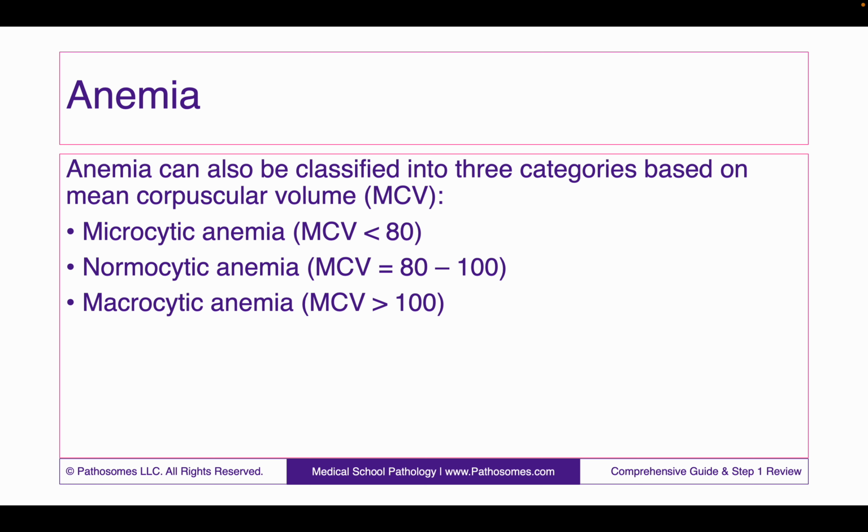For microcytic anemia, for all intents and purposes, the MCV is less than 80. For normocytic anemia, the MCV is between 80 and 100. So 80 to 100, normocytic anemia. And for macrocytic anemia, you need an MCV greater than 100.